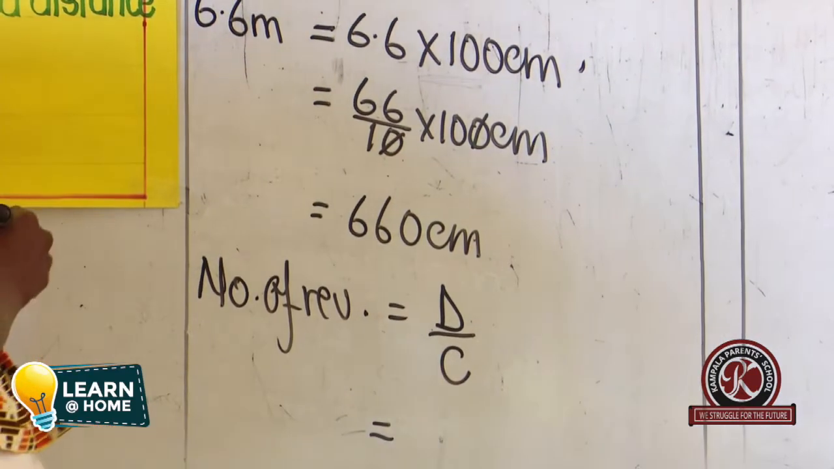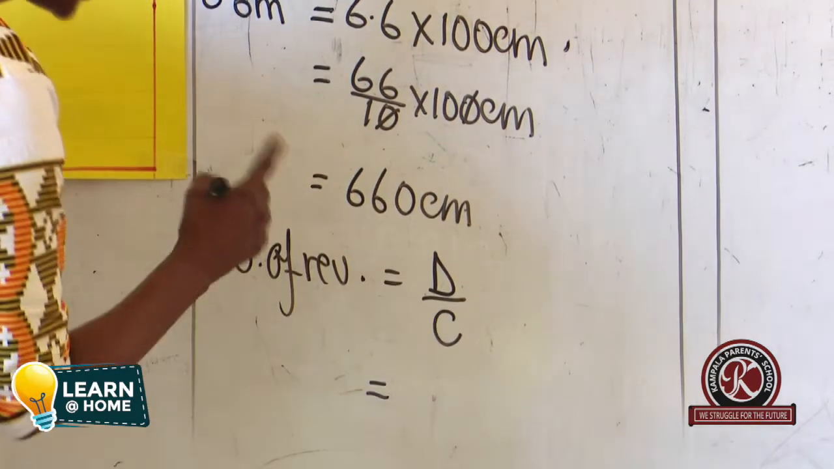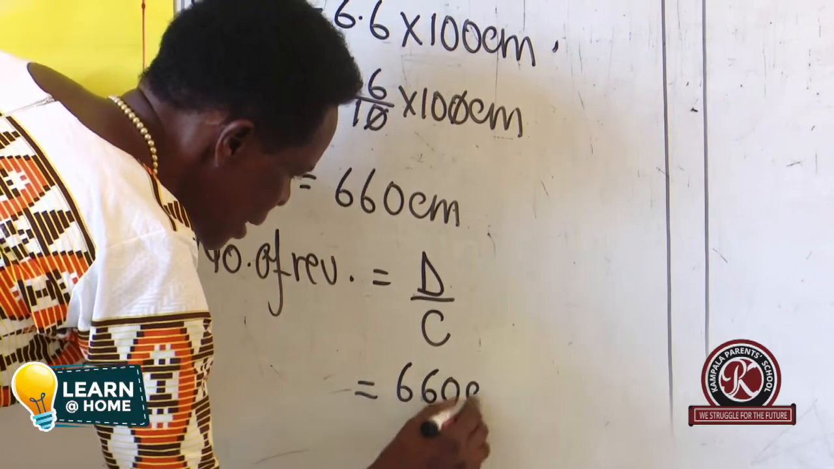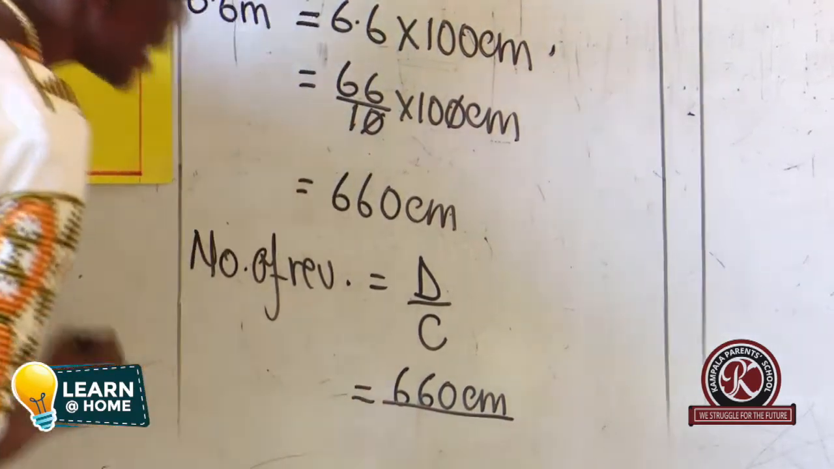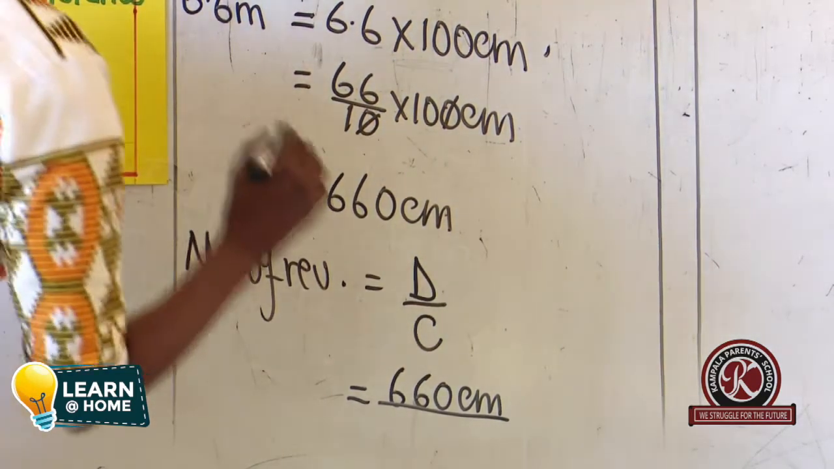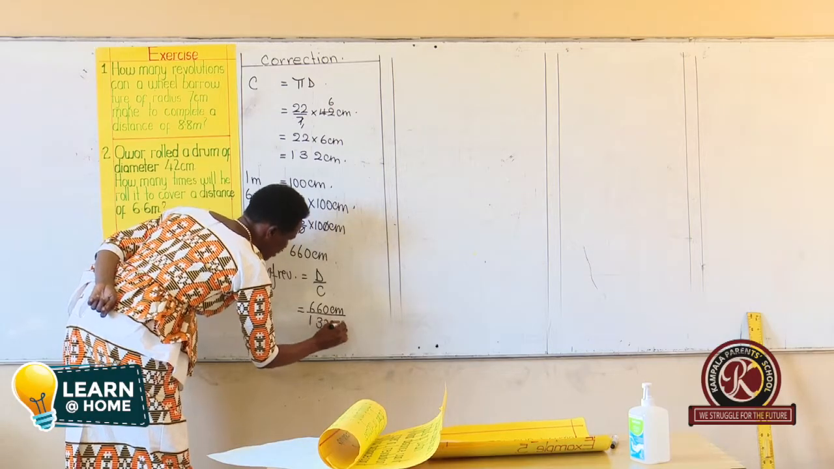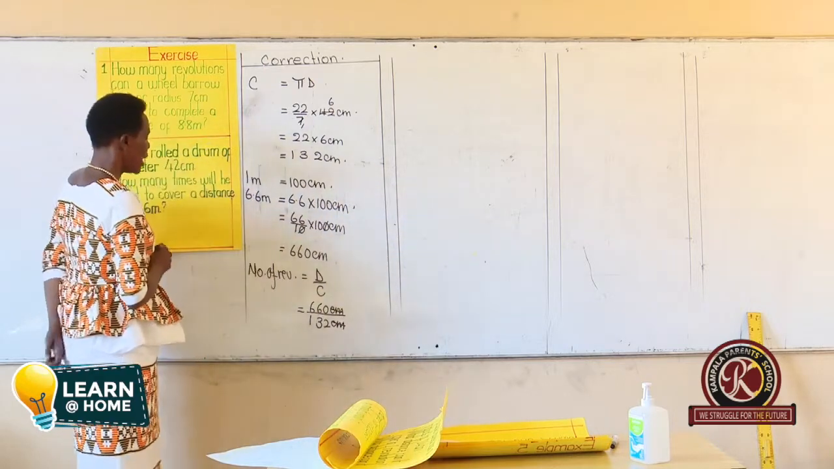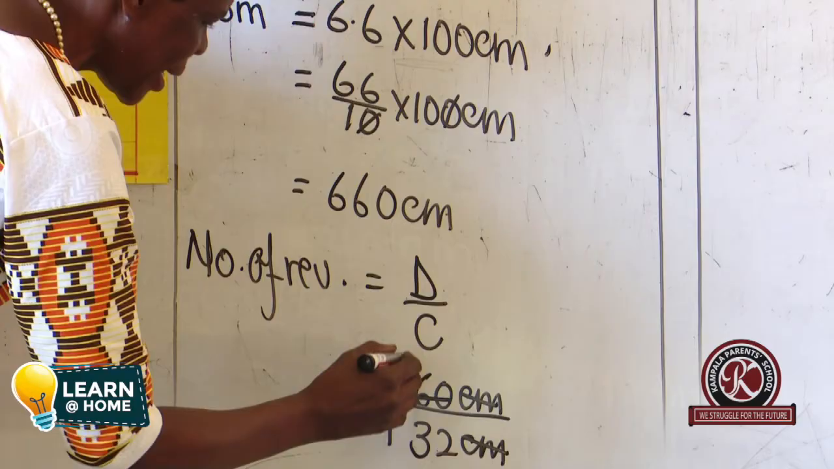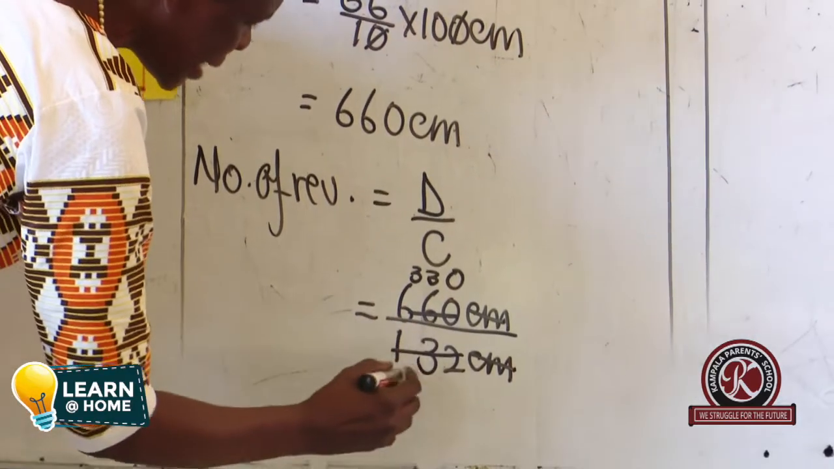What is our distance? Good. Somebody has said the distance is 660 centimeters. Divide by the circumference. What is the circumference? Good. 132 centimeters. We cancel this with that. We are looking for the common factors. I can hear somebody already saying 2. Yes. By 2, what do we get? 330. By 2 here, what do we get?